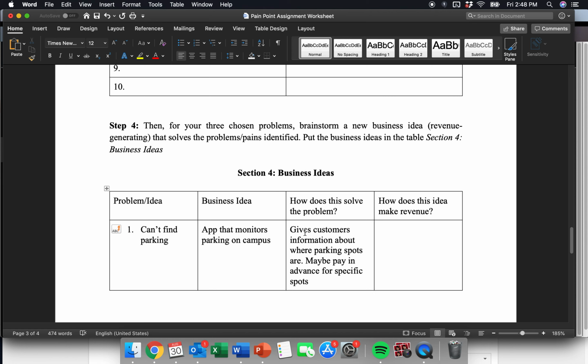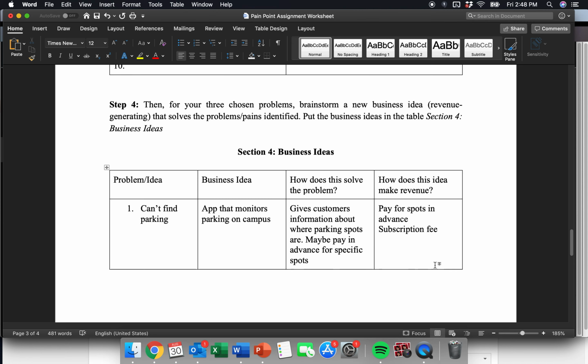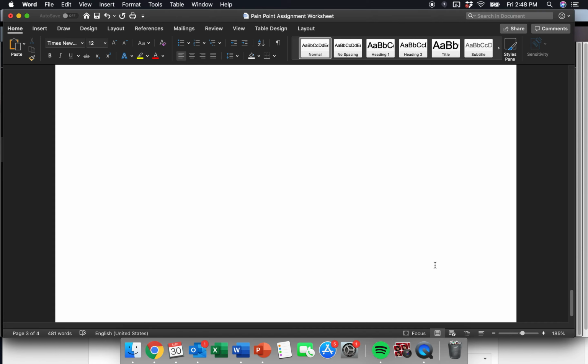That's my spot. How does this idea make revenue? Well, pay for spots in advance. It could be a subscription fee. So maybe if you can't reserve spots, at least knowing where there's parking would be really valuable, and maybe you pay a couple dollars a month or whatever. So you think about how this idea can make revenue, and that is it.